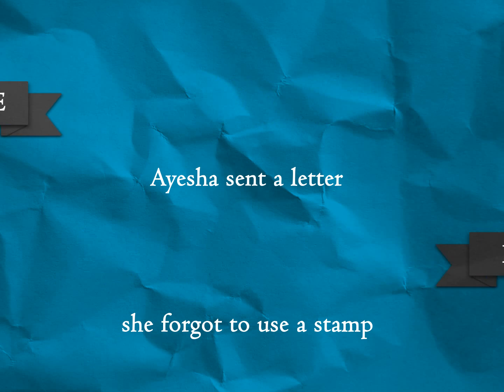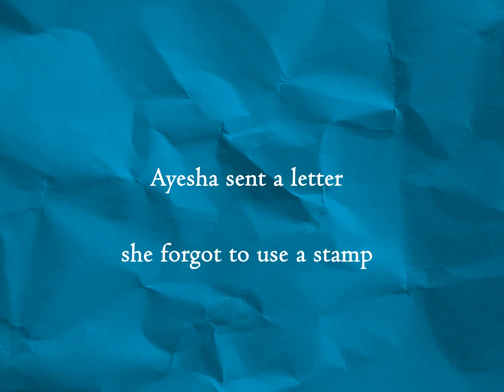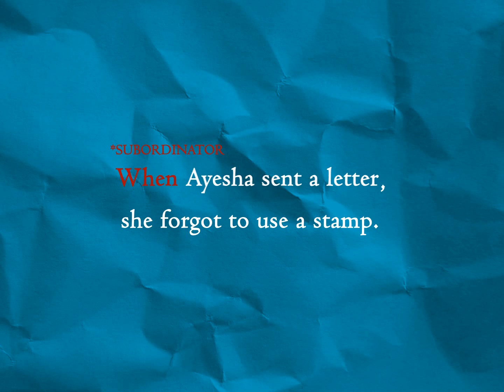To make our complex sentence, we will have to combine these two clauses along with a subordinator. "When Aisha sent a letter, she forgot to use a stamp." We have our subordinator "when" at the beginning of the sentence. Whenever we have a subordinator at the beginning of the sentence, we will always have a comma after the first clause.